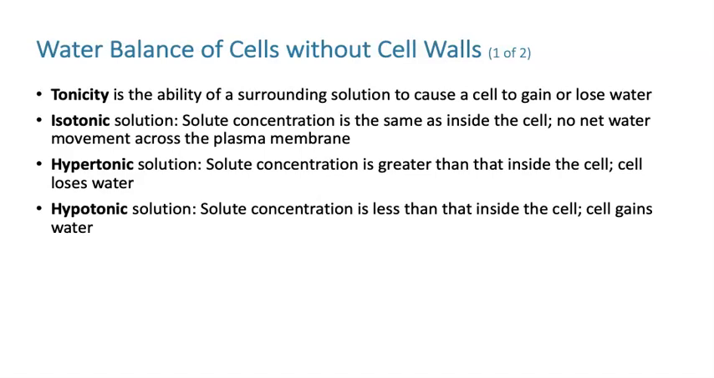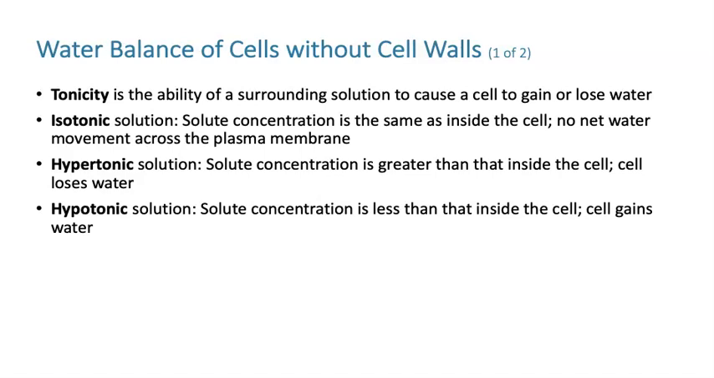In an isotonic solution, the concentration is the same inside and outside. So if the solute concentration is the same inside of a cell and outside of a cell, there's going to be no net water movement across that plasma membrane. Of course, there's going to be water moving across the membrane, but it's going to be equal. It's going to be in dynamic equilibrium.